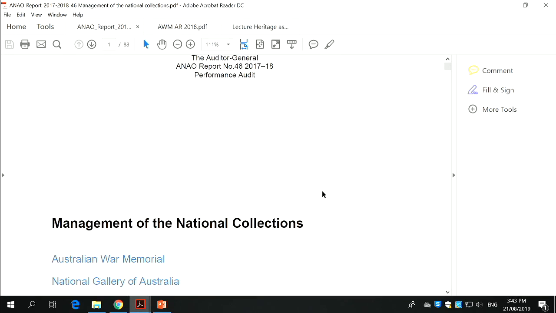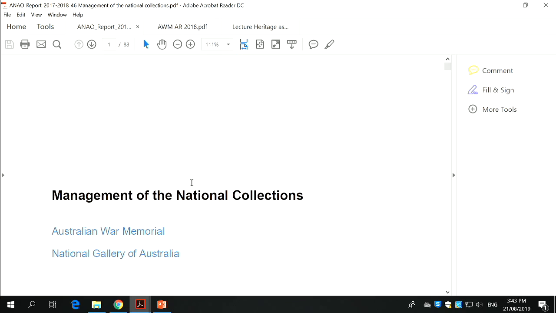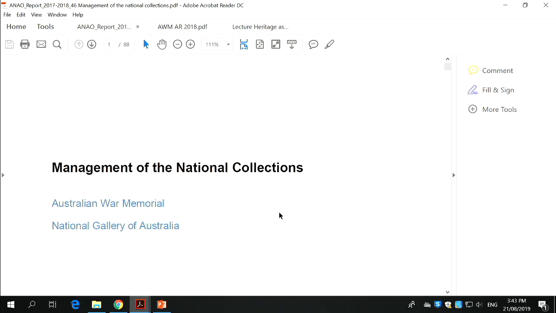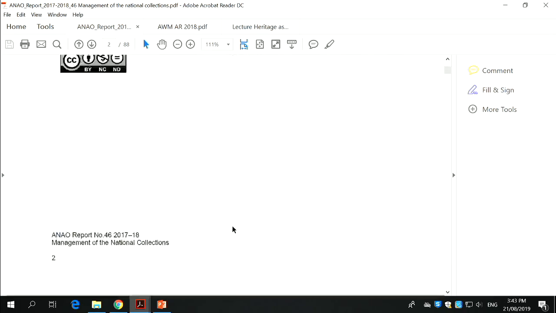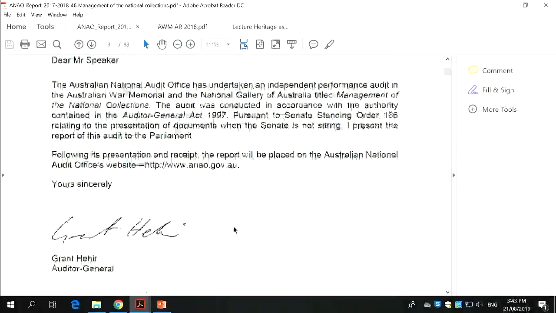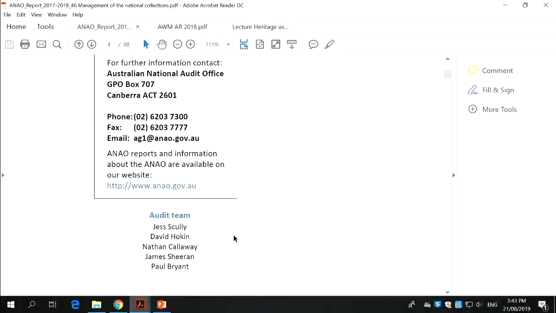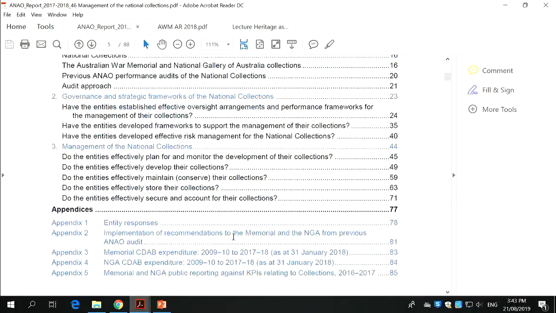Now, I found recently the ANAO, the Australian National Audit Office, conducted an audit on the management of national collections. It audits two entities: the Australian War Memorial and the National Gallery of Australia. So why did they do an audit, and what did they find?